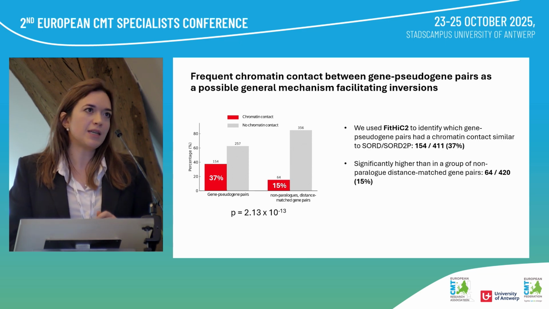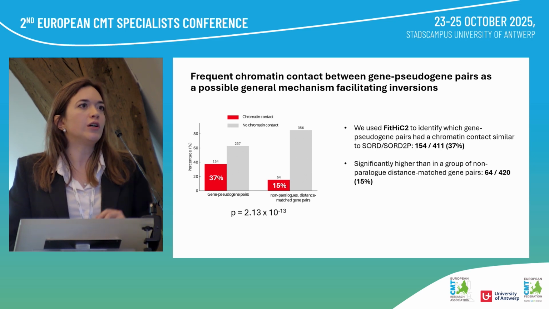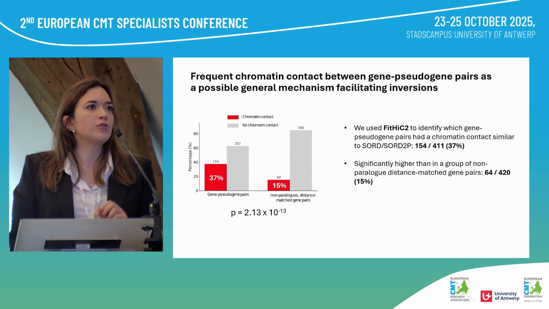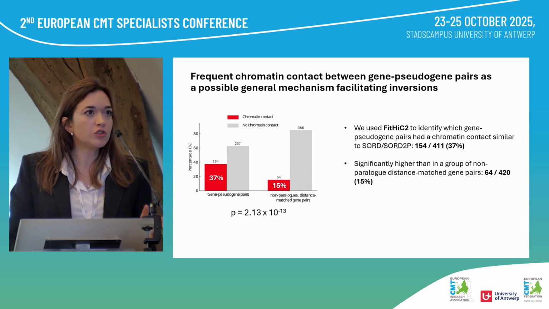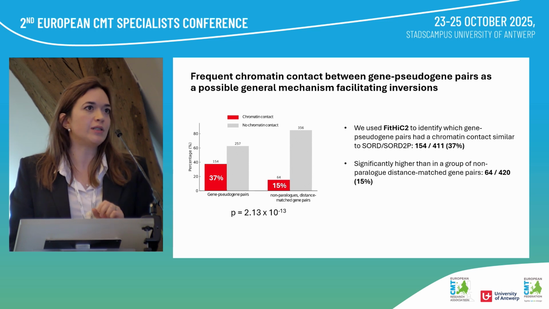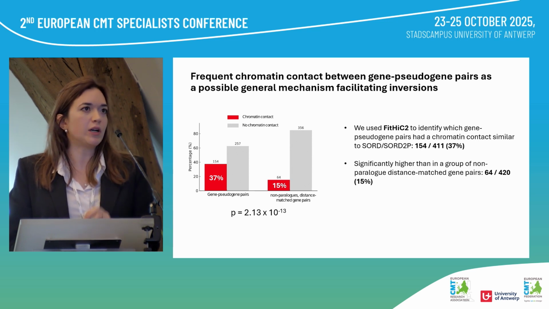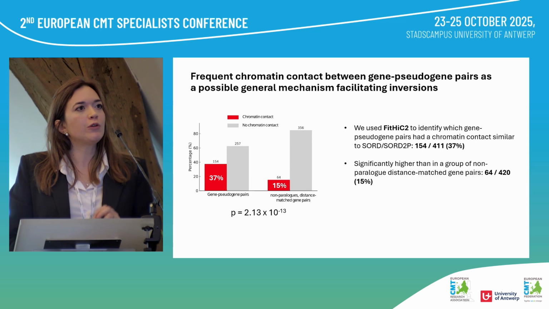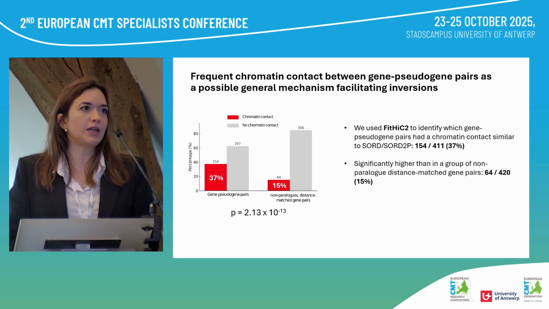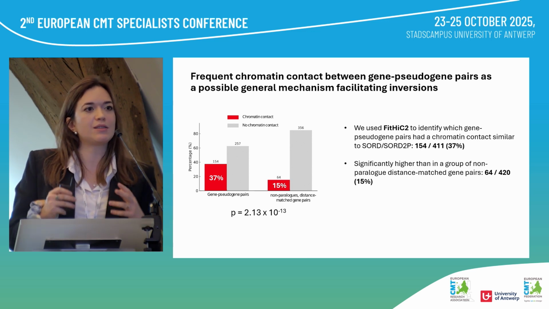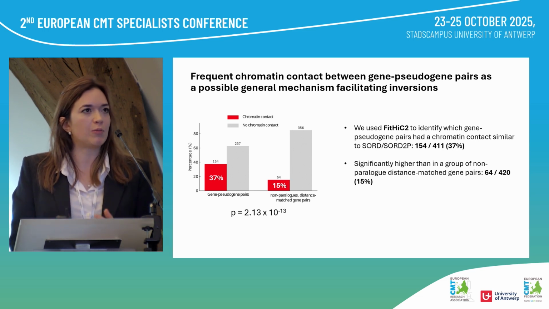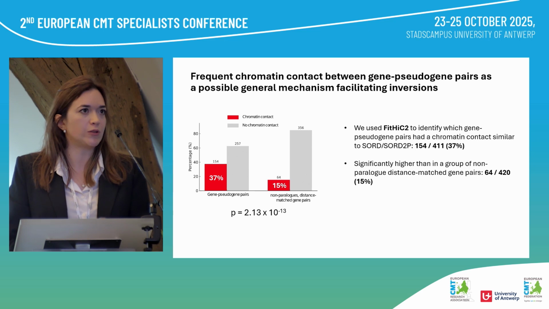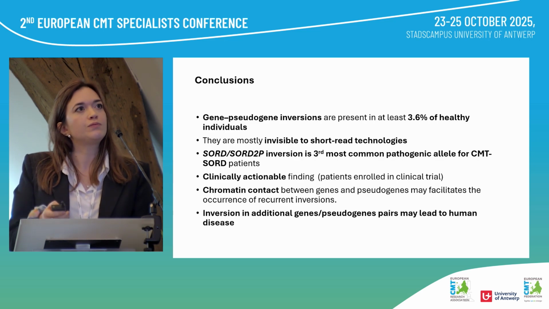We performed the Fit-Hi-C analysis to study the chromatin contact frequency in our gene pseudogene pairs, comparing them with those in randomly selected gene pairs matched by distance, but that were non-paralog. And we found indeed a significant enrichment, suggesting that maybe it is the homology that promotes the physical proximity that in turn drives the recurrence of inversions.